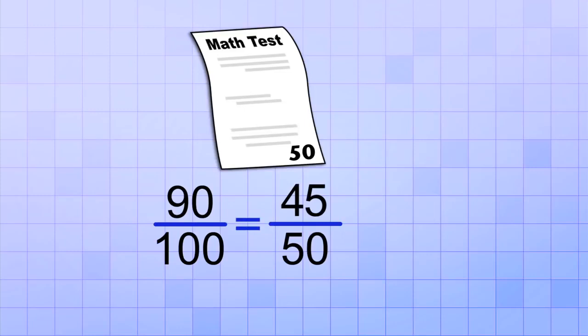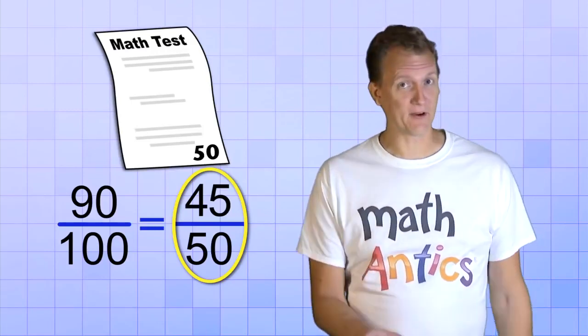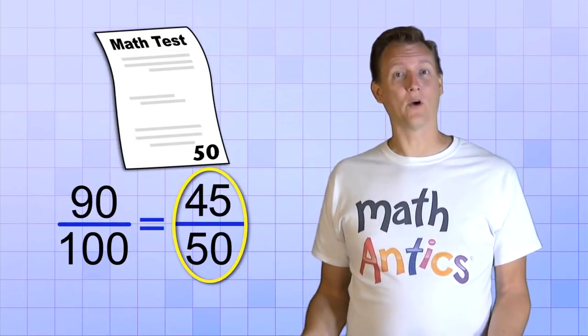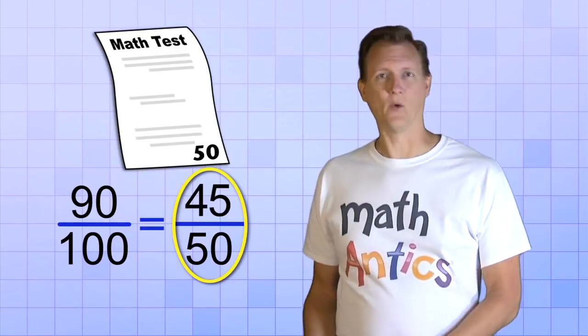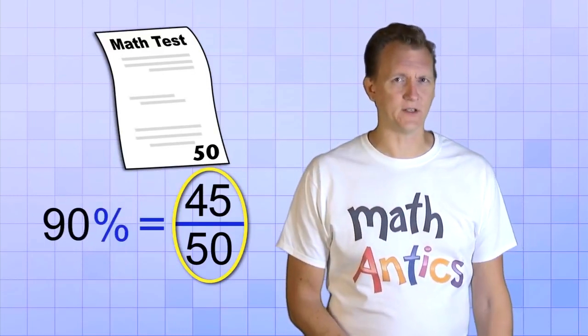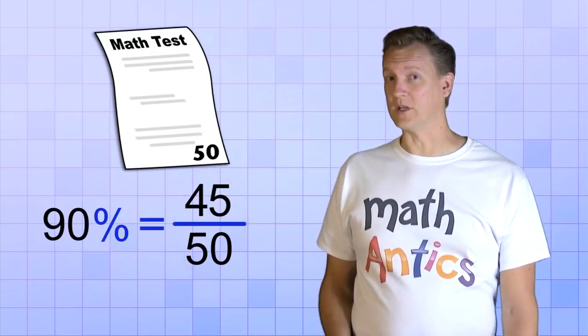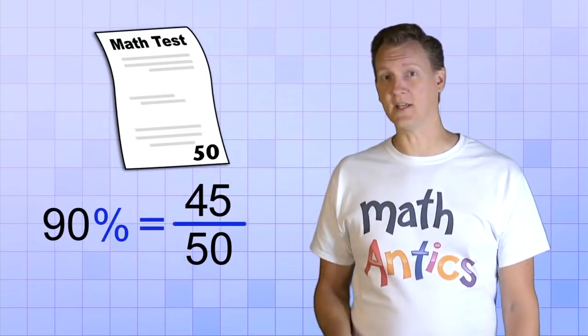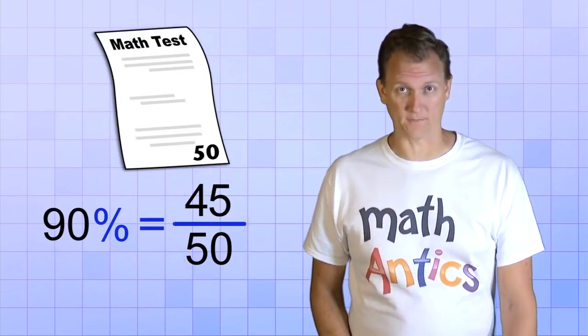And now we know that our actual test score must have been 45 out of 50. Okay, now I know what you're thinking. If our actual score was 45 out of 50, why not just leave it like that? Why did our teacher convert it into a percentage? Well, one important reason is that converting things into percents makes them easier to compare.